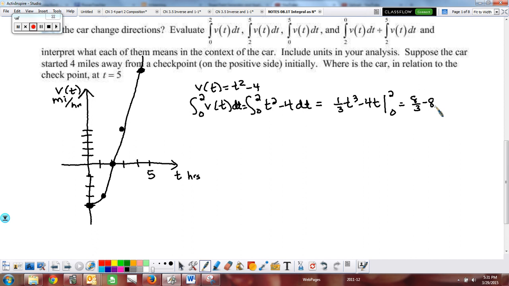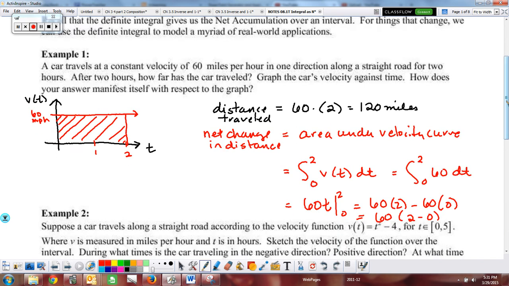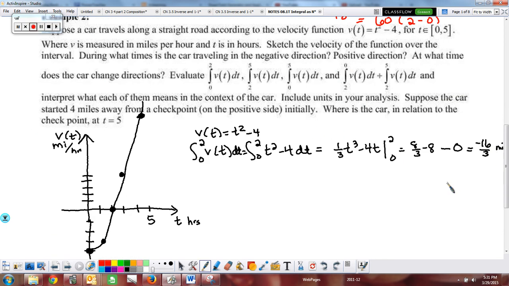which would give me 8/3 minus 8, and then minus basically 0. So I get 8/3 minus 24/3. 8 minus 24 would give me negative 16/3. And what would those units be? Those units would be miles. Now, what does that mean in context of the car?